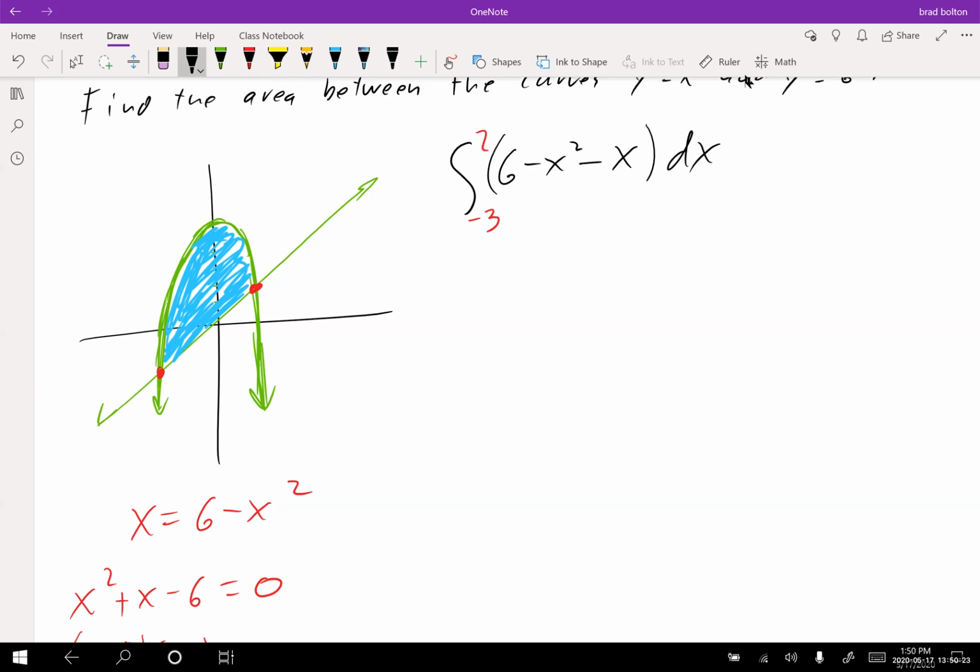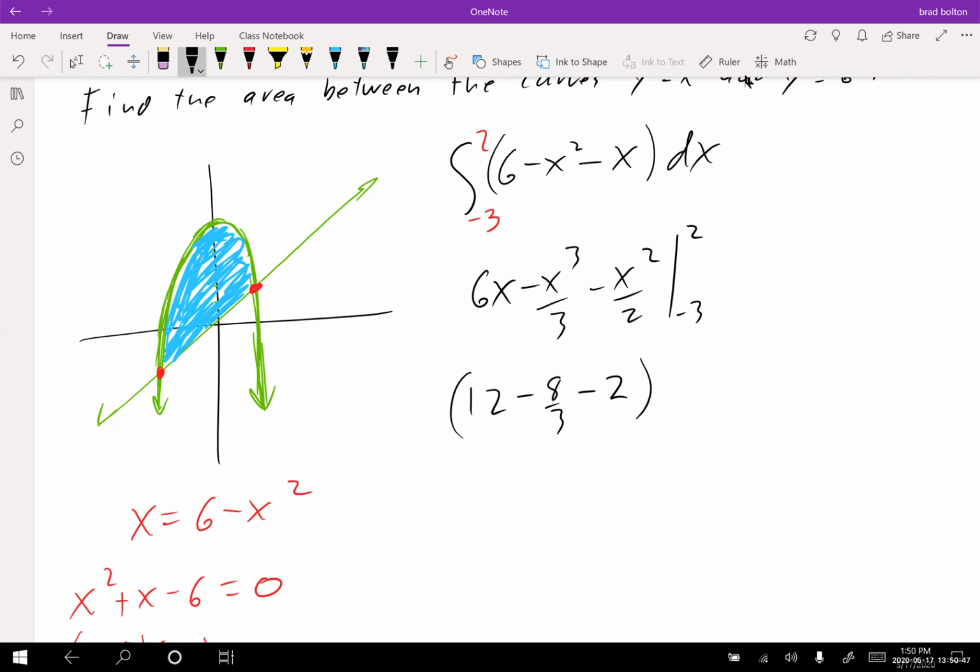So we can now say that the integral is 6x minus x cubed over 3 minus x squared over 2, from -3 to 2. Okay, so now we just plug this stuff in, and we should get what? This would be 12 minus 8 over 3 minus 2, right? Because 4 over 2 is 2. Minus, now this will be -18. This will be plus 9. And this will be minus 9/2.